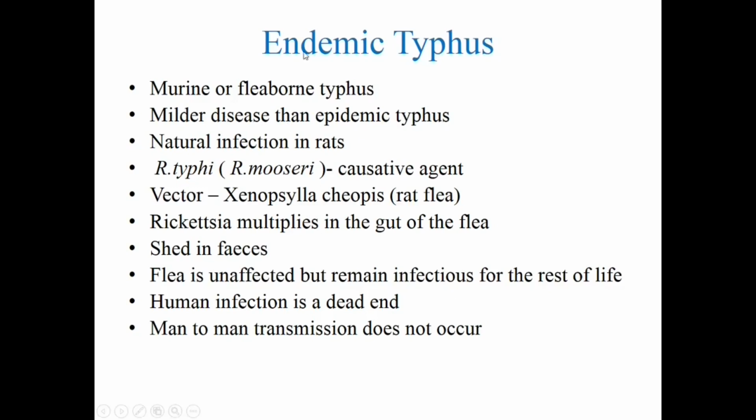Endemic typhus is flea-borne. It is much milder than epidemic typhus. It is caused by Rickettsia typhi, which we used to call Rickettsia mooseri. Forget the name of the flea because you will not remember. Rickettsia multiplies in the gut of the flea, and same as in epidemic typhus, the flea sheds it in the feces. The flea itself is unaffected but remains infectious for the rest of its life. Human infection is a dead end, and man-to-man transmission does not occur. So you require a flea for the continuation of this disease.